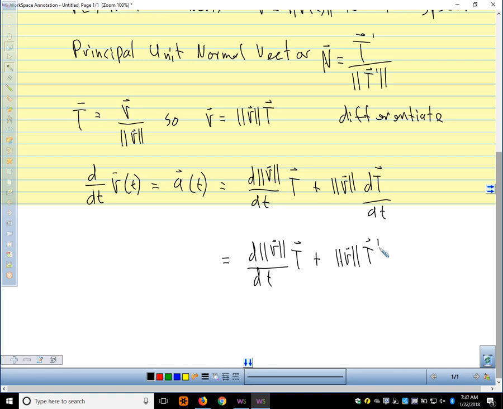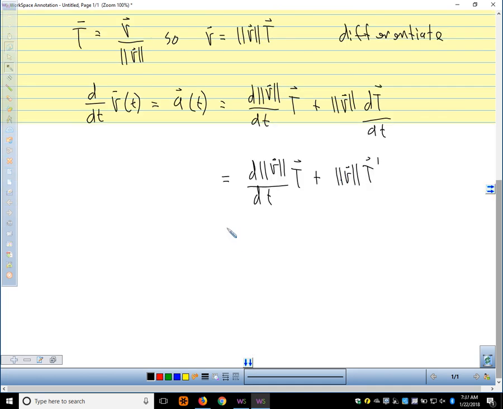Here is a component of acceleration in the direction of the unit tangent vector, and here's a component of acceleration in something that's related to the unit normal vector. So why don't we turn this into the principal unit normal vector by multiplying by a convenient form of 1.